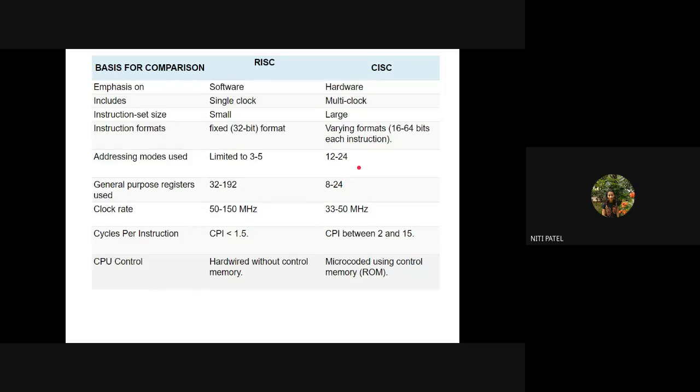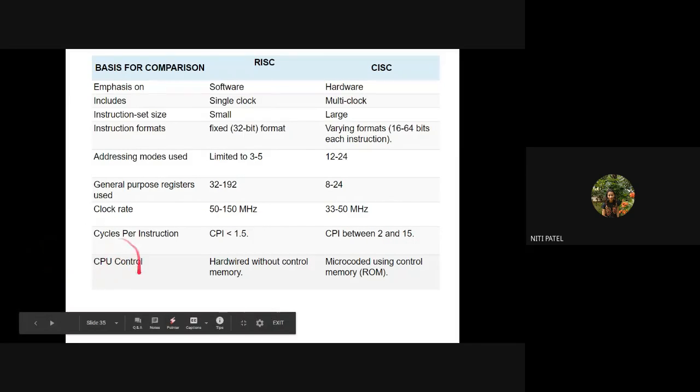addressing modes. Okay. General purpose registers are 32 to 192 in RISC, whereas in CISC we have very few, from 8 to 24. Now the clock operates at a speed of 50 to 150 megahertz, whereas for CISC it operates at a much lower speed, which is 33 to 50 megahertz. Okay, cycles required are less than 1.5 in RISC, but in CISC the cycles required are more than 1.5, which is 2 to 15 cycles. Okay, CPU control is hardwired in RISC, whereas in CISC it is micro-coded.